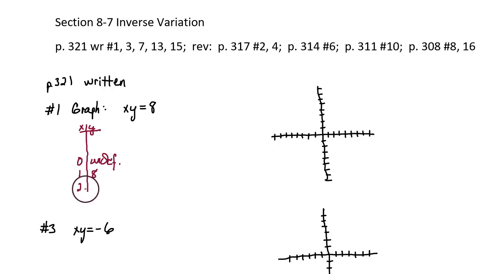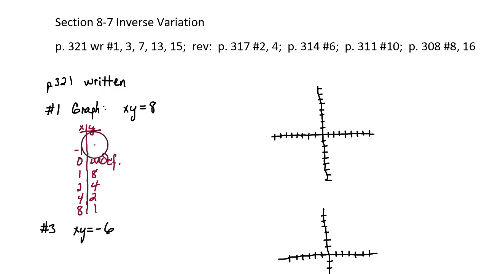Let's try 2 for x. 2 times 4 makes 8. And 4 times 2 makes 8. And 8 times 1 makes 8. We could continue increasing the value of x. If x was 16, then y is a half. Notice that we haven't tried any negative numbers yet for x. Let's make sure we do that.